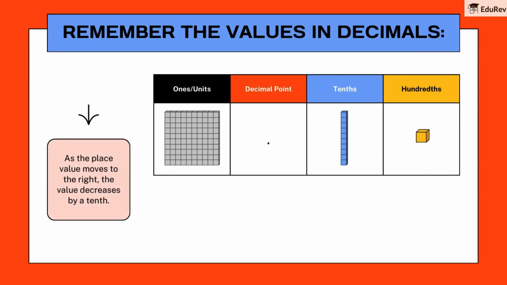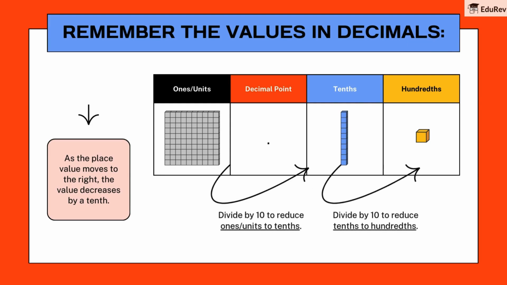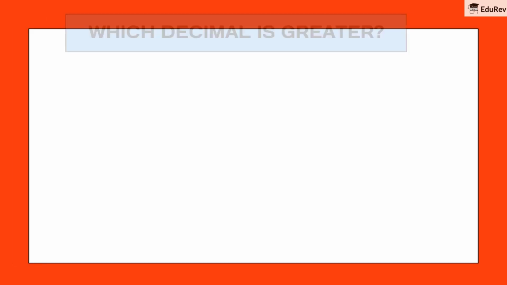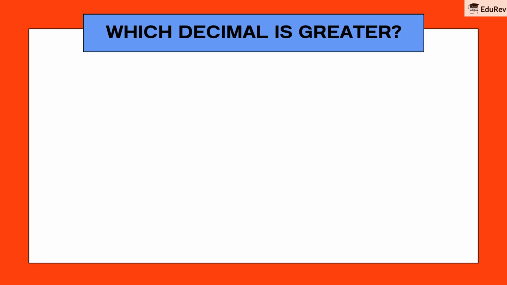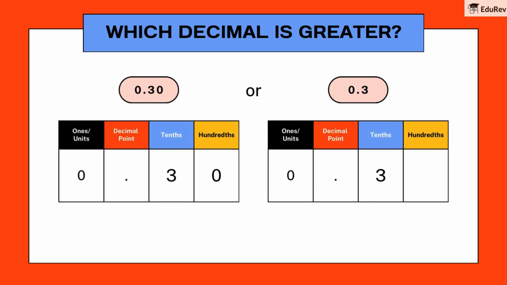As the place value moves to the right, the value decreases by a tenth. For example, to reduce ones to tens, you divide by 10. To reduce tens to hundreds, you also divide by 10. Now let's determine which decimal is greater, 0.30 or 0.3. If we look at the place values, we see that they have the same value.